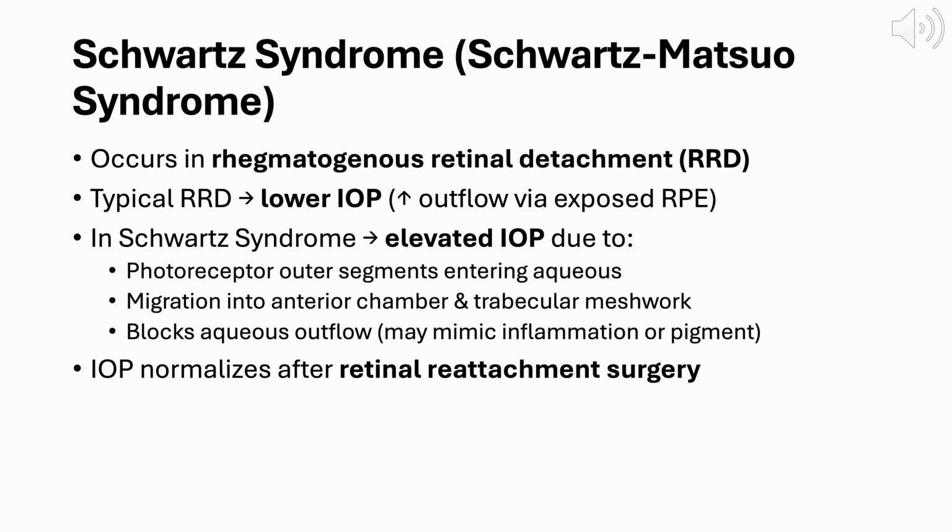The IOP is elevated. This occurs because photoreceptor outer segments break off and enter the aqueous, where they migrate into the anterior chamber and the trabecular meshwork. This blocks aqueous outflow and can mimic inflammatory cells or pigment in the chamber. The important clinical pearl is that the IOP normalizes after retinal reattachment surgery, so the key to management is repairing the detachment itself.